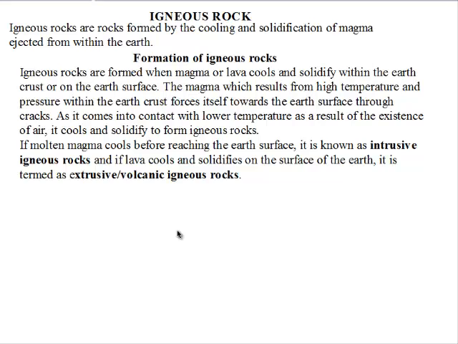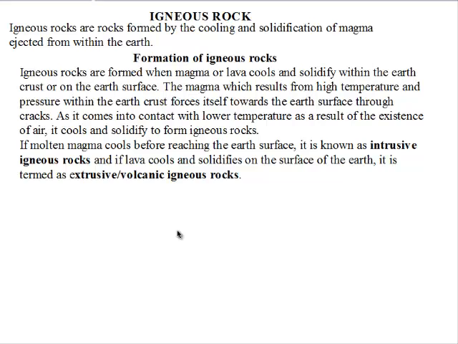And I hope you remember the difference between magma and lava. We said magma is formed within the earth crust, and when that magma comes to the earth's surface, the name changes to lava. So the magma, which results from high temperature and pressure within the earth crust, forces itself towards the earth's surface through cracks. As it comes into contact with lower temperature, as a result of the existence of air, it cools and solidifies to form a rock known as igneous rock.